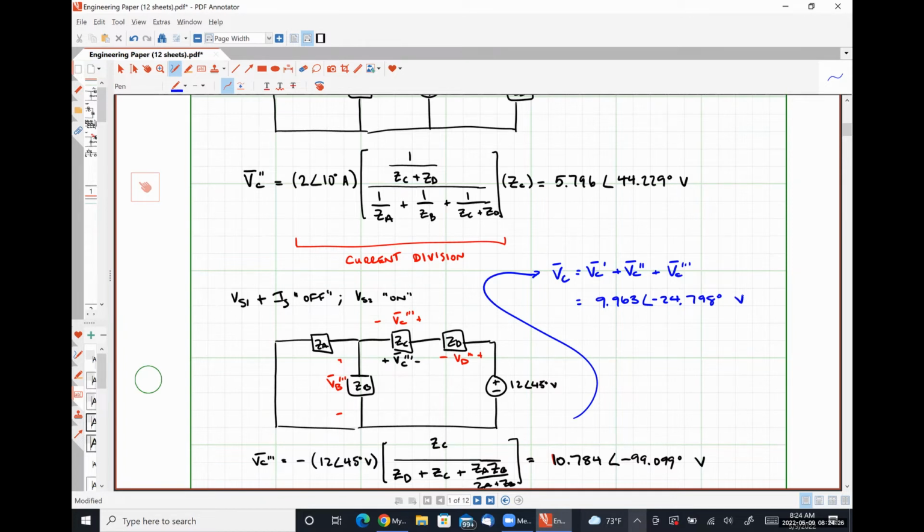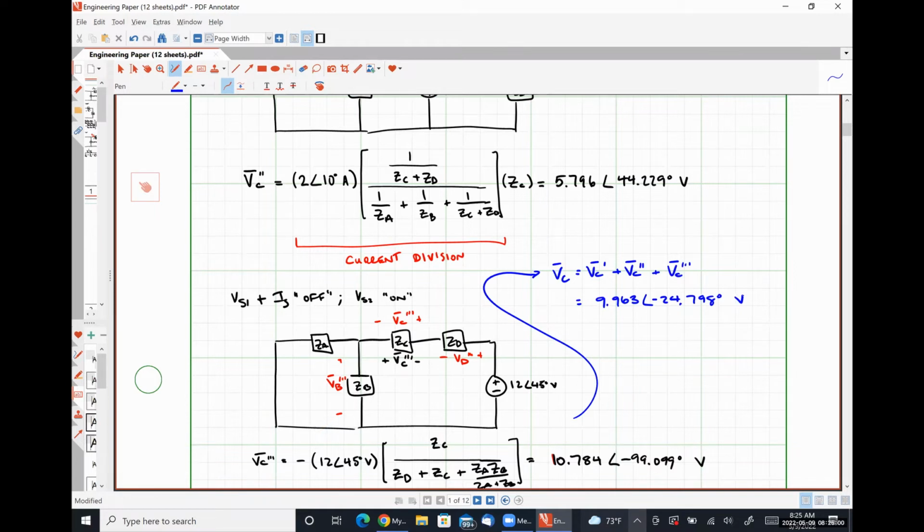So in solving the problem that particular way, we reviewed superposition and the rules that are associated with that. Anytime we want to turn off a voltage source, we replace it with a short circuit. Anytime we want to turn off a current source, we replace it with an open circuit. We also revisited the rules regarding voltage division and current division.